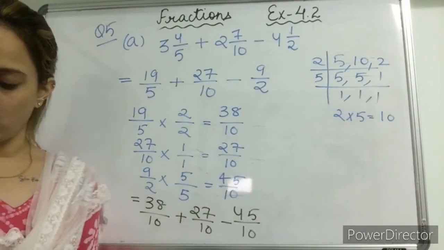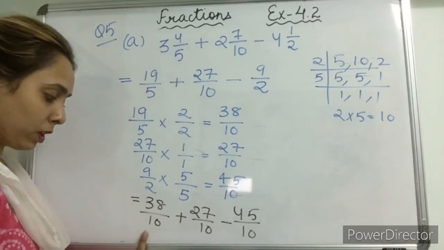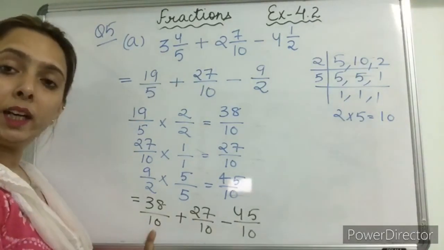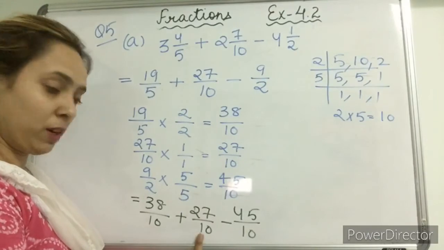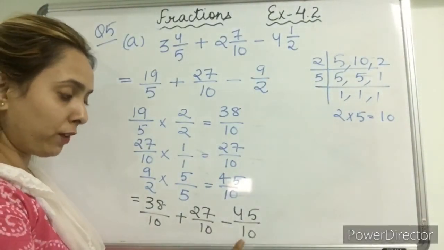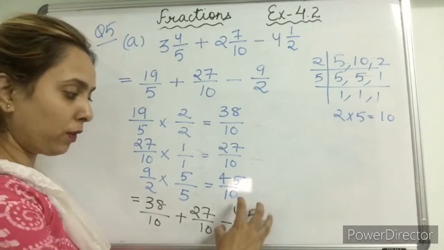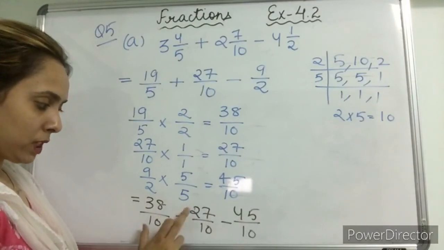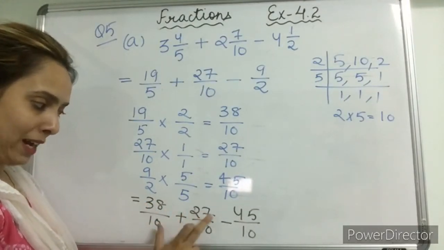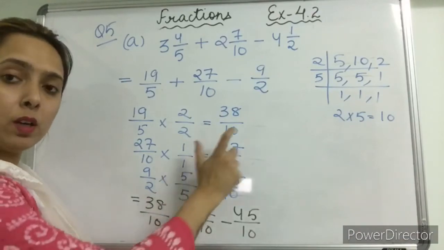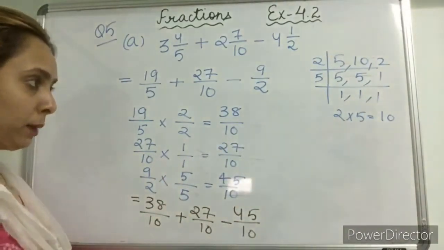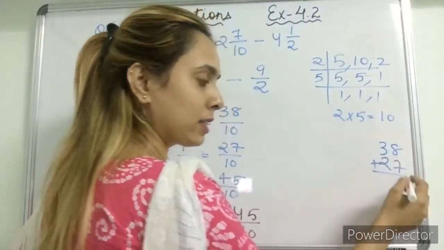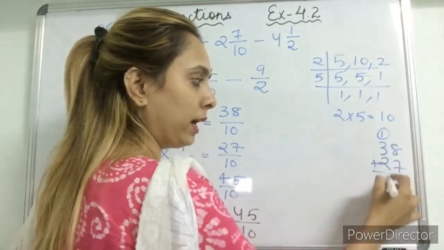Now, how will you solve this? 38 upon 10, we don't have any sign here because this 38 upon 10 is plus. 27 upon 10 is also plus. 45 upon 10 has minus with it. So first we will leave this 45 upon 10. First we will add these two. 38 plus 27 we will add first. Whatever answer comes, we will subtract 45 from it. So 38 plus 27 in your rough work, you will get the answer 65.